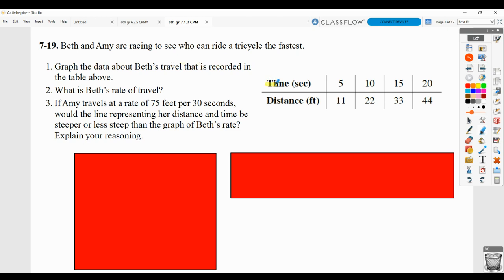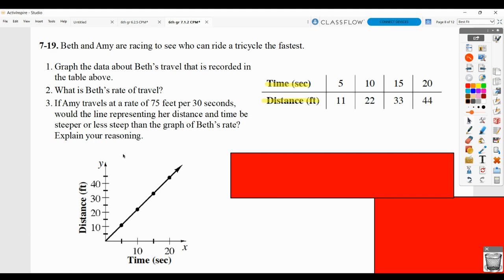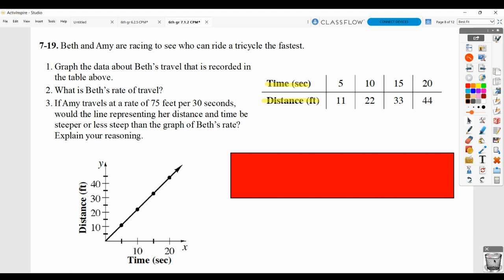So your first row is time in seconds, so that's going to be your horizontal axis label. Your second is distance in feet, so that's going to be your vertical label. Okay. And then what you're going to need to do is put a title on this. They should have done that. Sometimes CPM gets a little lazy about their titling, but maybe Beth's travel or something like that.